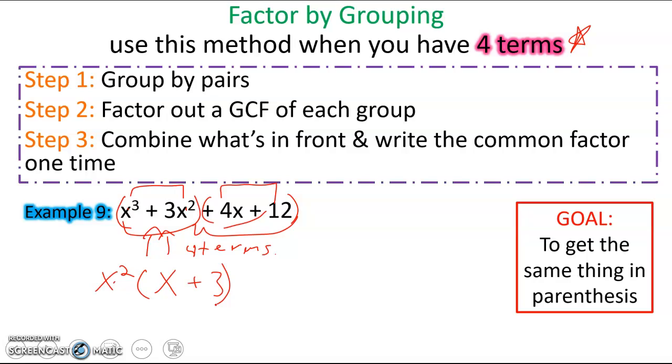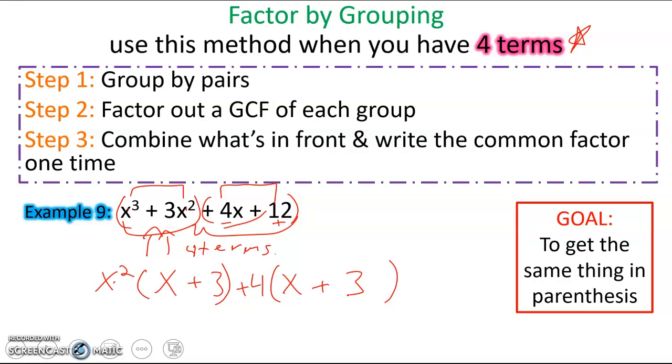Now I have this plus 4x and then plus 12. I don't have an x in all of my terms, so it doesn't look like I could take out an x, but I know that 4 and 12 are both divisible by 4. So I can take out a positive 4, and when I take out a positive 4, I usually write the plus 4 there. What I'm left with is 4 divided by 4, which is 1. I don't do anything with that x. 12 divided by 4 is 3, still plus.